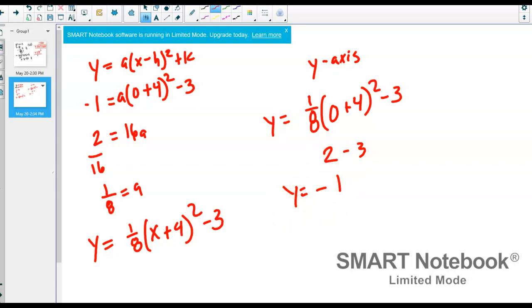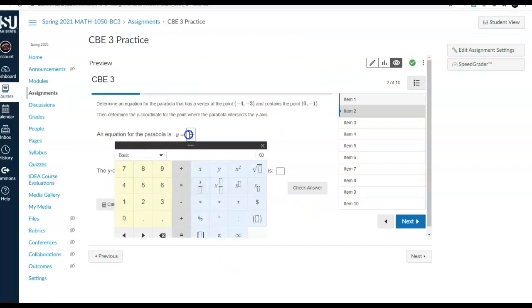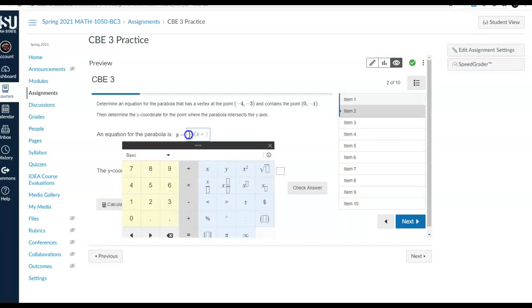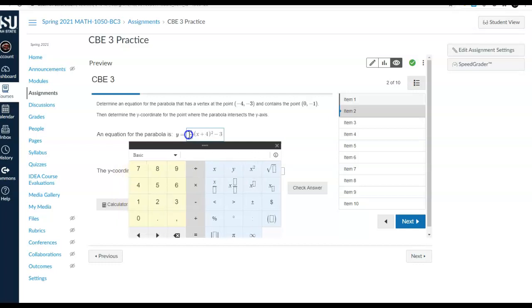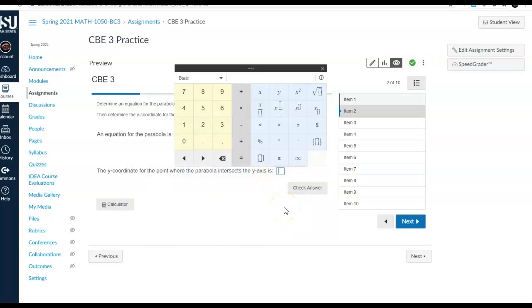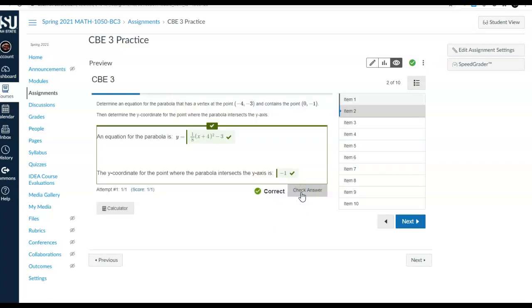Okay. So I just go back here. We're going 1/8, and then x plus 4 squared and minus 3. And then for here, I'm just going to enter that value in. That was -1 is where that was. That's what I get for that. Bada bing, bada boom.